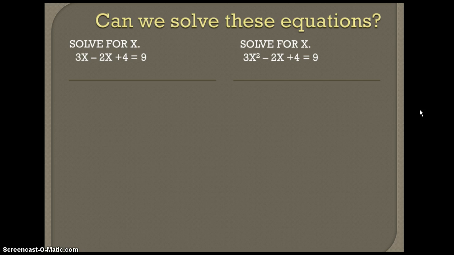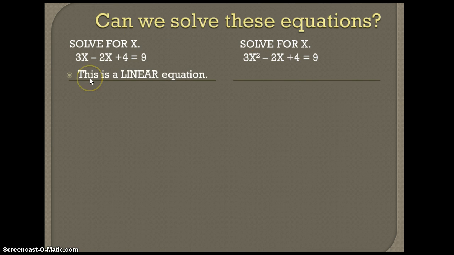When I look at the equation on the right, I notice now my variable x has an exponent of 2. I don't think that we've solved any equations like this up until this point. So what we're going to do is compare these two equations and see how they're similar and how they're different, and what steps we need to take to be able to start solving the equation on the right.